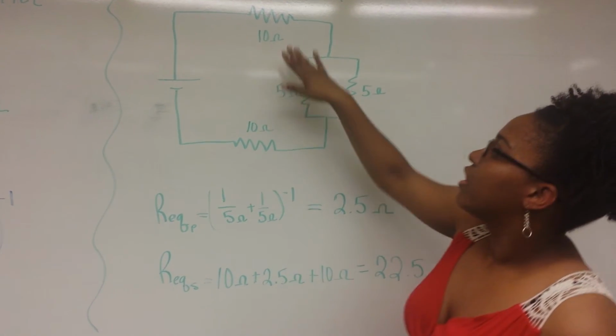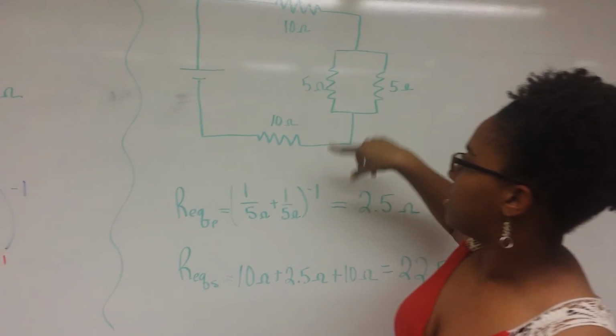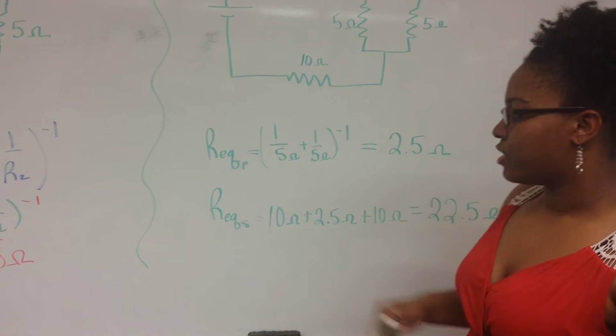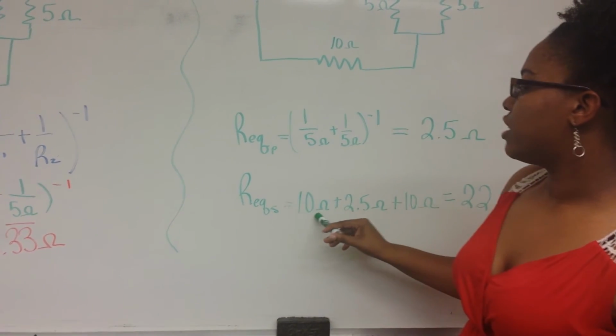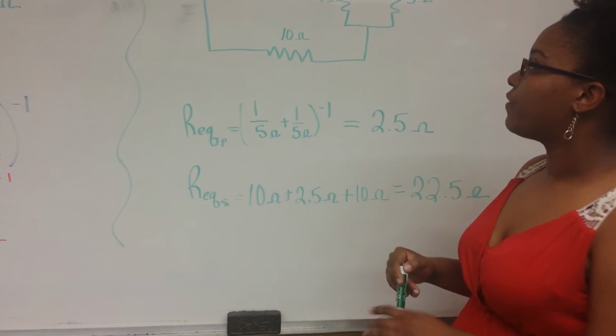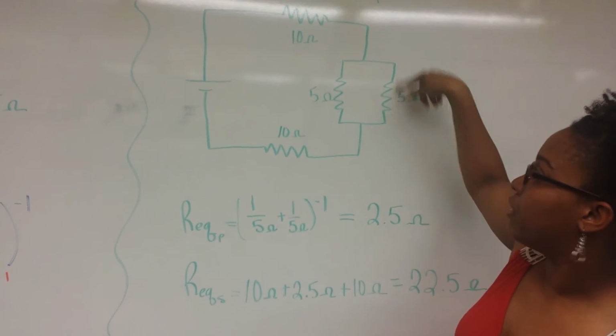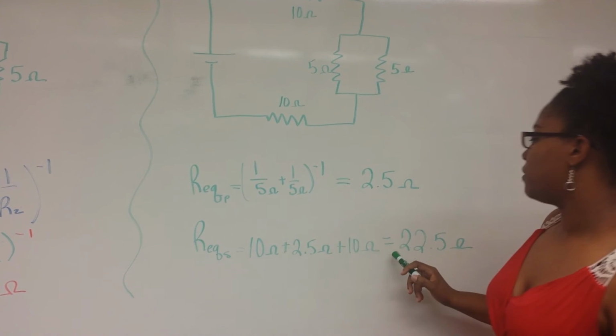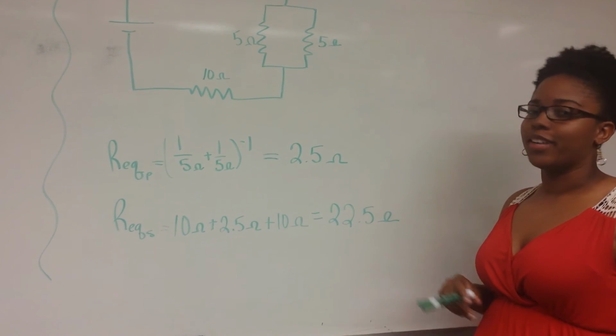At this point, this resistor, these two resistors, and this resistor are in series. So all I did was Req in series is equal to 10 ohms plus 2.5 ohms, which we found for parallel for this portion of the circuit, plus 10 ohms is equal to 22.5 ohms.